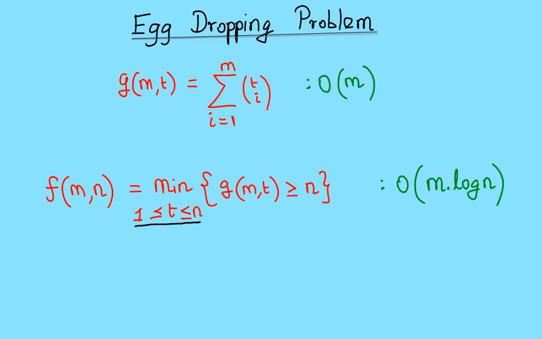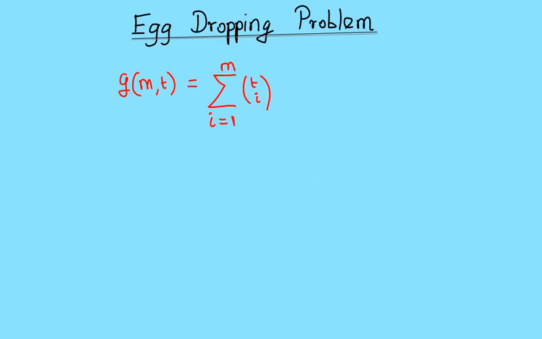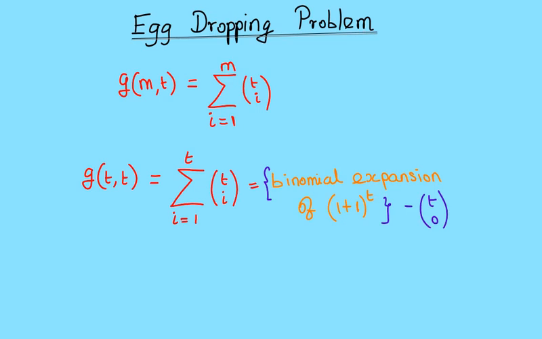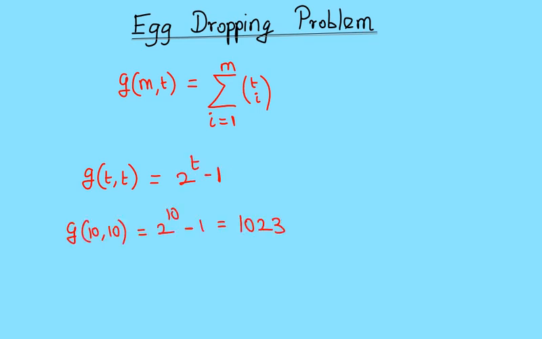As the final remark, let us consider g(m, t), which is the summation of t choose i, where i ranges from 1 to m. When m is equal to t, we have g(t, t) is equal to the summation of t choose i, where i ranges from 1 to t. This is the famous summation from the binomial expansion of (1 plus 1) to the power t. So this is 2 to the power t minus 1. So if we have 10 eggs, then within 10 trials we can check 1023 floors. This makes sense because as we have as many eggs as the number of trials, we can afford to do the binary search.